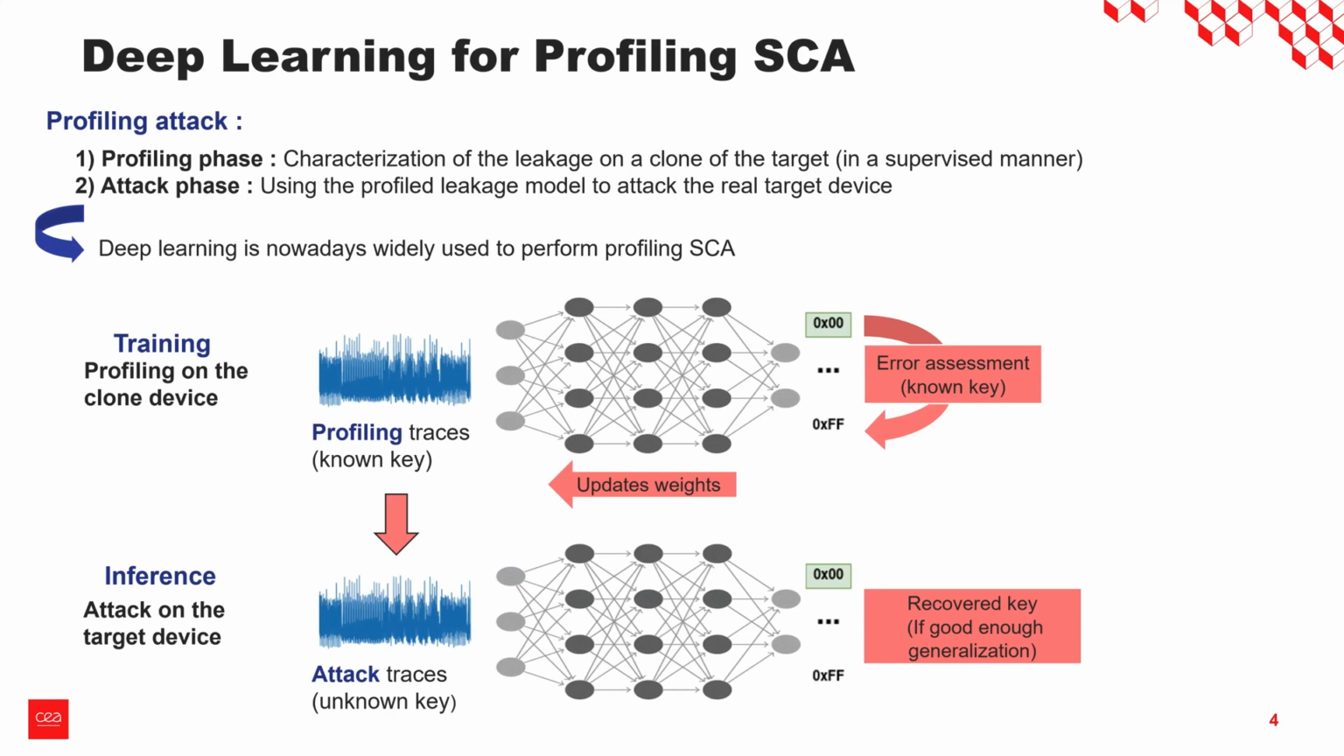Profiling side channel attacks can be performed with machine learning techniques, and nowadays deep learning is widely used. To perform profiling SCA with deep learning, a neural network model is trained on the profiling data to assign to each profiling trace a corresponding sensitive value. Once the model is trained, it can be applied to the target traces. If the model has good enough generalization, this means that the model is able to properly work on new data not seen during its training. So in this context, the model is able to properly work on the target traces. Therefore, the security evaluator will be able to retrieve the secret key.